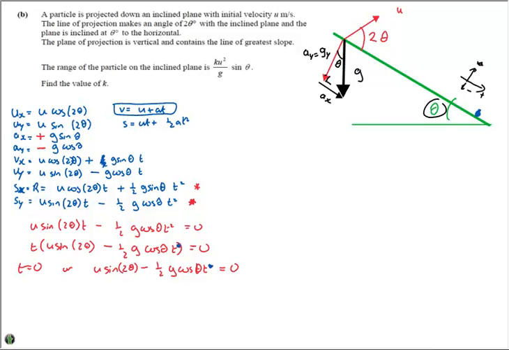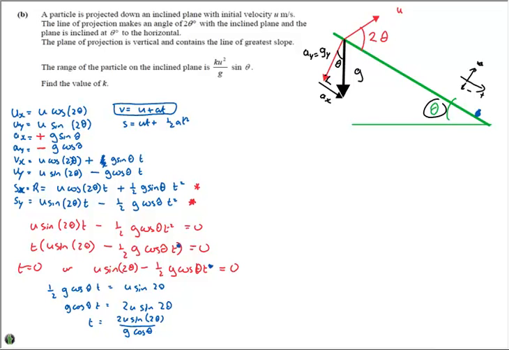Bring the u sine 2 theta over, subtract that from both sides, multiply across by minus 1, and you get a 1/2 g cos theta t is equal to u sine 2 theta. Probably skipping a line there, but it's correct. We'll multiply both sides by 2 to get rid of the half. We get g cos theta t is equal to 2u sine 2 theta, and divide both sides by g cos theta, and we get time is equal to 2u sine 2 theta all over g cos theta.